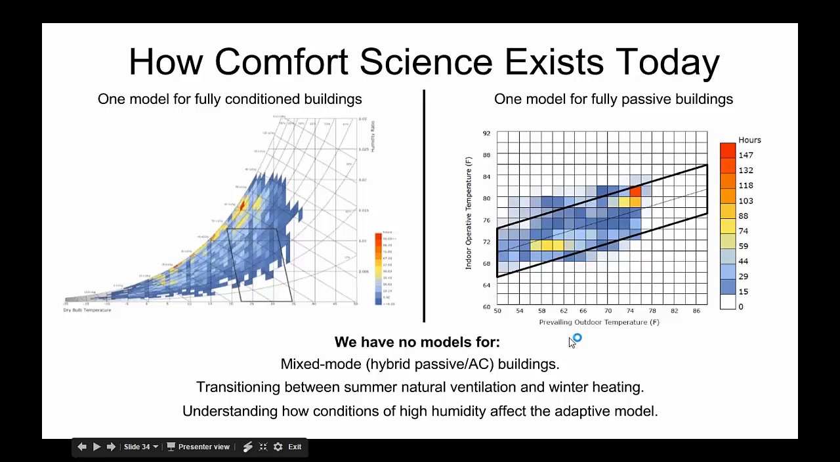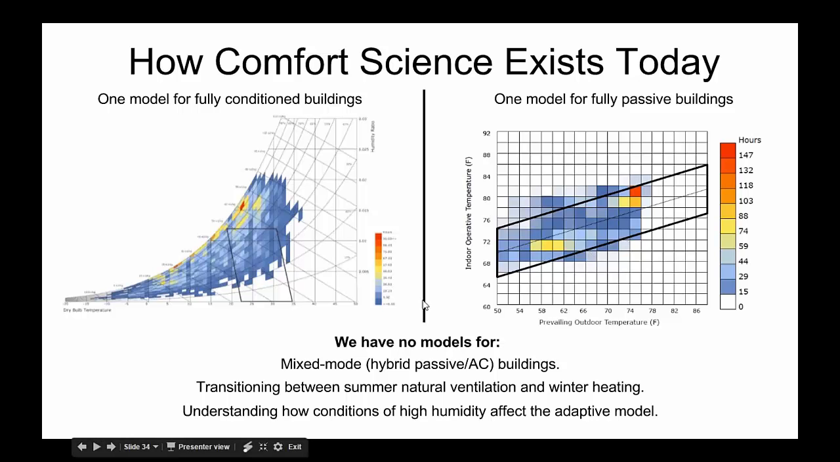Nor do we really have a good sense of, as I said, humidity, which is not in the adaptive comfort model. So we don't really have an understanding of how conditions of high humidity affect the model. And all attempts to date to integrate humidity into the adaptive model, it's important to say, have resulted in poor correlations to people's comfort.